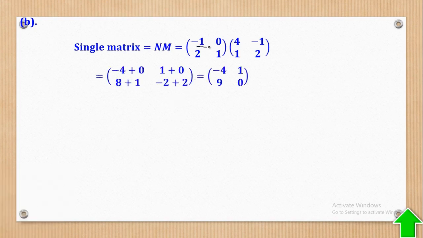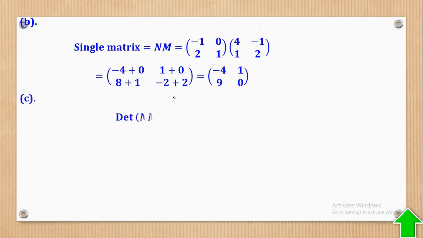So first row, first column will give me negative 4 plus 0. Then first row, second column will give me 0, 1 plus 0. Then second row, first column will give me 8 plus 1. And second row, second column will give me negative 2 plus 2. So in the end, I'll come up with negative 4, 1, and 9, 0. So this is the single matrix that would map the object to the final image of A double prime, B double prime, C double prime.